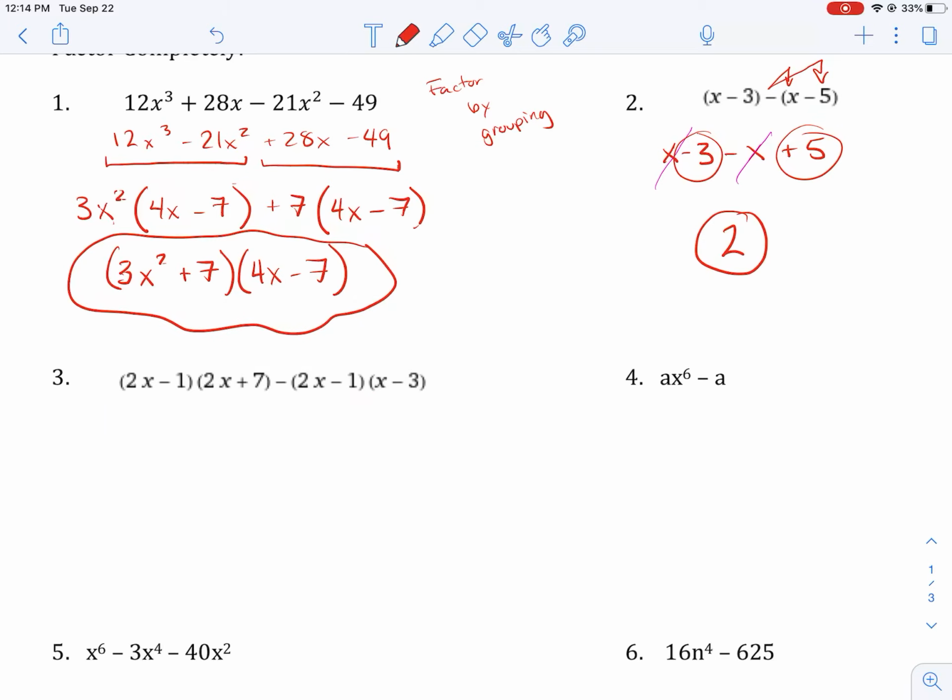So if you notice, in the left set of terms, the left pair of terms, and the right pair of terms, they both have something in common here.